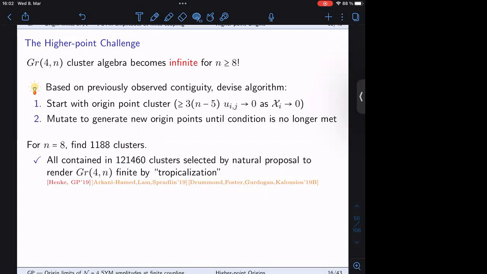In fact, a big piece of progress that was done a couple of years ago, simultaneously by me and my student, and also groups at Southampton and Princeton, was to have a natural proposal how to render this cluster algebra finite. It's still huge. We are talking about a tremendous number of clusters, and trying to locate these inside of this huge number would be a challenge. Doing the computation this way, checking that they were all contained also in this natural proposal further solidified the results.